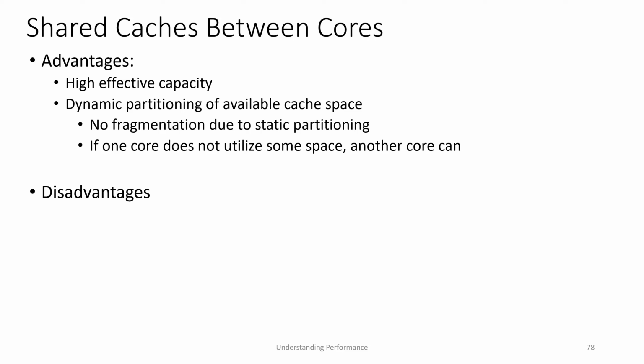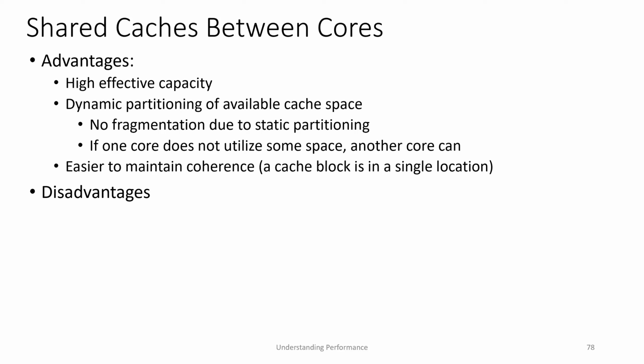Then accordingly, we can deploy some dynamic partitioning also. A core which is happy with less cache space will be given less space, and the one which is requesting more can be given more space. And it is also easy to maintain coherence, which we are going to observe next. The disadvantage is that it will be slower in access because there will be multiple cores requesting data.